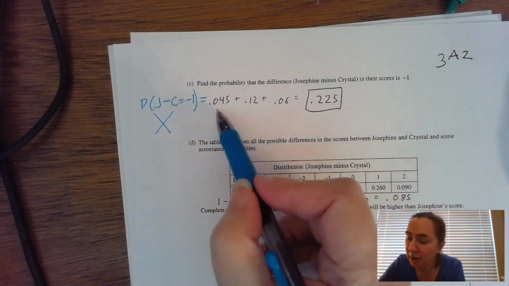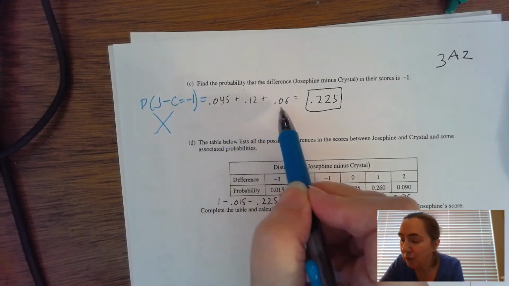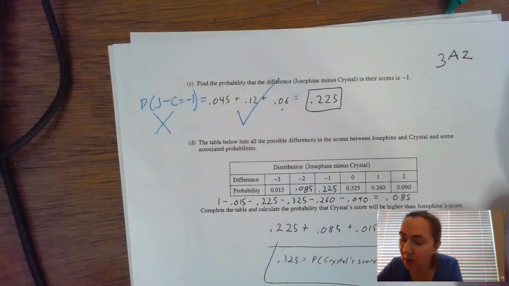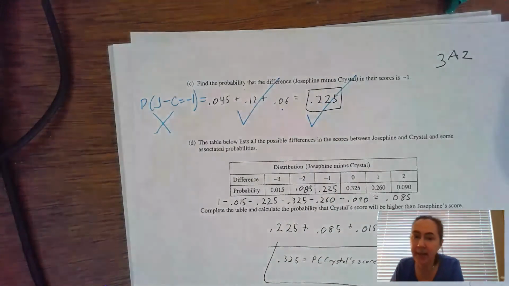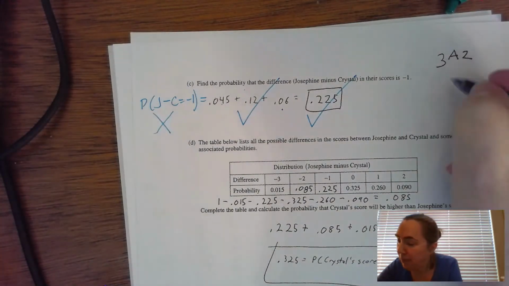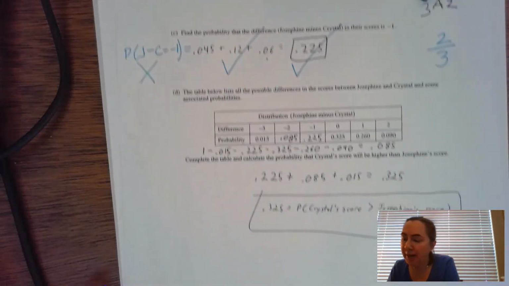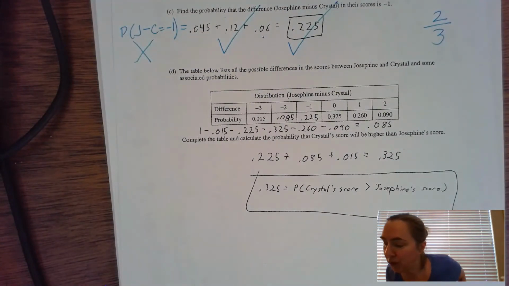And then the work, the 3 probabilities you calculated for B, right or wrong, it doesn't matter. If you added the 3 answers for B together and you've shown your work, you are going to get credit for the answer for part C. So even if you mess up B, you still can get full credit for part C. So for my person, they got 2 out of 3. And the last part right here is a whole distribution of differences between Josephine and Crystal's score.